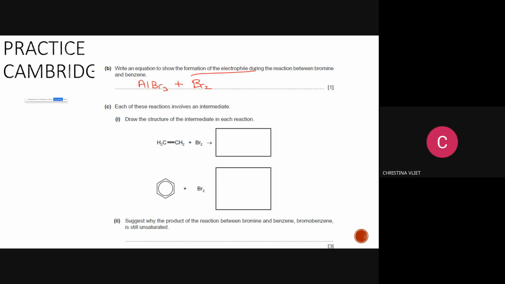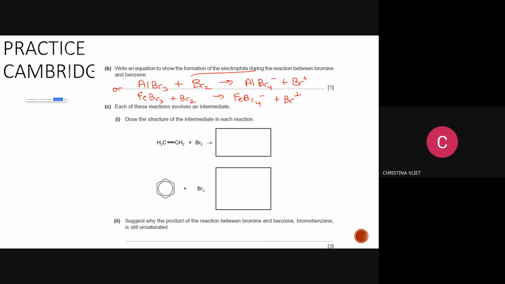Br2 goes to AlBr4 minus and Br plus. Hey, I said it didn't matter, but what was the other option? Because we've been using aluminum a lot, and there was another option. Iron. This could have easily been FeBr3 plus Br2 goes to FeBr4 minus plus Br plus. Same thing. So you can use either catalyst.